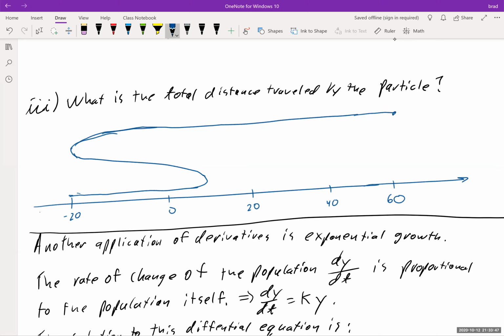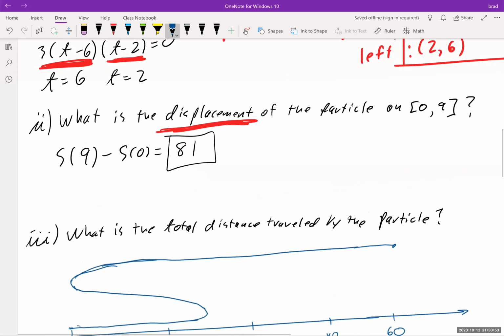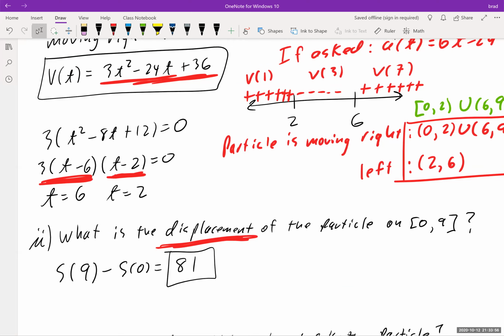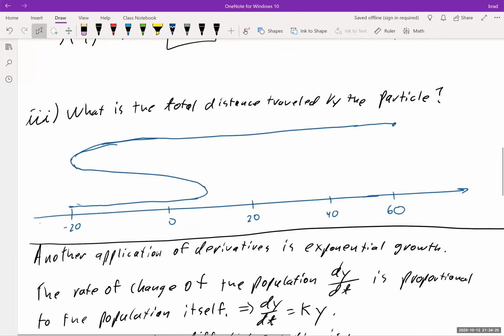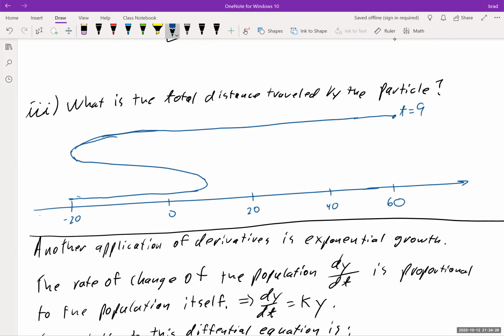Okay, so this is the value when you plug 9 in. When you do S of 9, you should get 60. Let's just verify that. So let's do 9 cubed minus 12 times 9 squared plus 36 times 9 minus 20. So you get 61, right, just a little bit past that. So that's 61 at t equals 9 seconds.